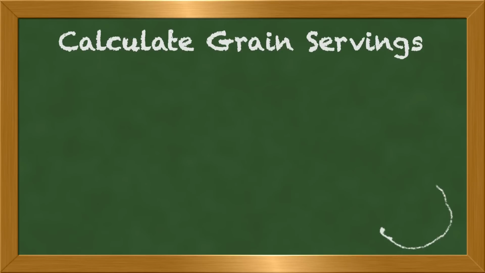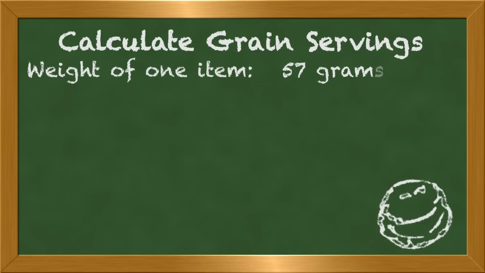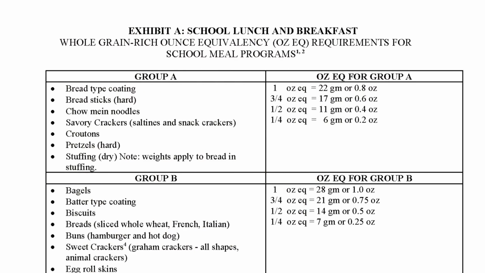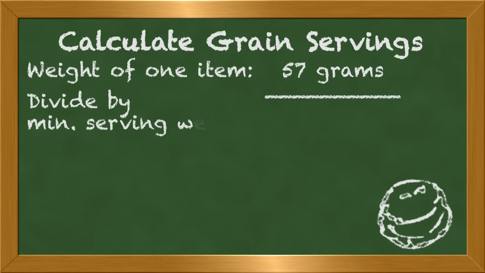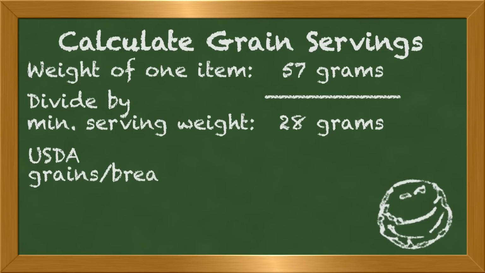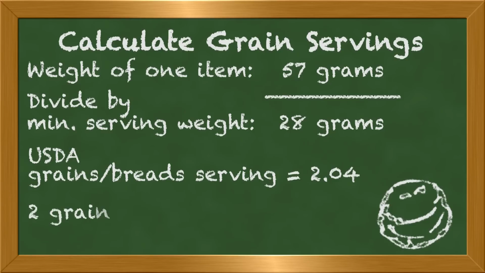For example, calculate the number of servings of grains in a processed biscuit. Obtain the total weight of one item. Locate the product in its grains breads group. In this example, the biscuit is located in Group B. Compare the weight of one biscuit to the weight of a minimum USDA serving in Group B. Divide the weight of the biscuit, 57 grams, by the minimum serving weight, 28 grams, to find the number of USDA grains breads serving in the biscuit. The result is 2.04. This number is rounded down to 2 to determine there are 2 grain servings in this biscuit.